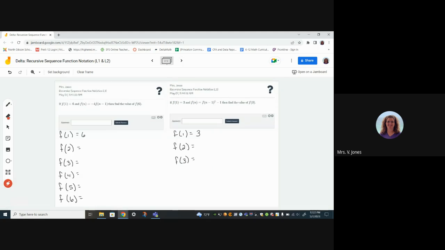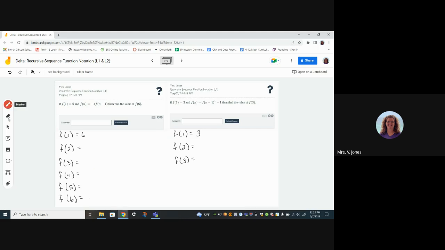All right, so these two, we're looking at the recursive sequence function notation. There's L1 and here's L2. So we're doing the same basic things on both of these deltas, just L2 is a little bit more difficult, a little bit different. All right, so what they're giving us, they're telling us f of 1 equals 6. So I wrote that down. Then here's the recursive formula that we're going to use to find the rest of them. So we're going to take negative 4 times the answer we got in f sub whatever it was right in front of the n.